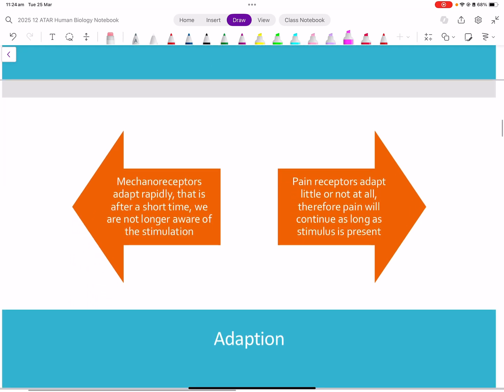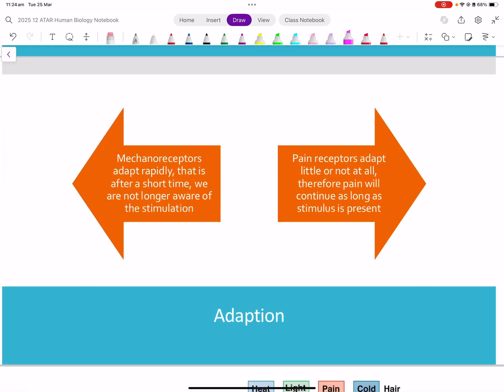Okay, so when we talk about the adaptation of these particular receptors, mechanoreceptors can adapt rapidly. Some examples of that are for people who wear glasses, rings, watches. They adapt, I should say, to the particular stimulation. So again, in the case of a watch, that light pressure that you might feel around your wrist, so much so that after a while you are no longer aware of that stimulation. On the other side of things, pain receptors adapt very little, if anything at all. And so pain is always going to continue to present as a stimulus.